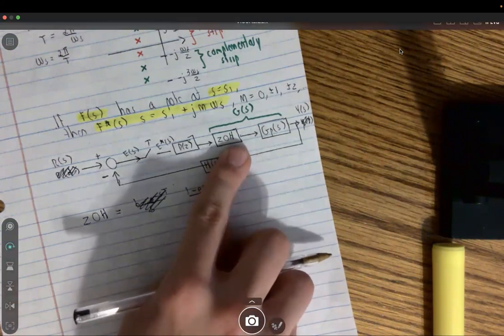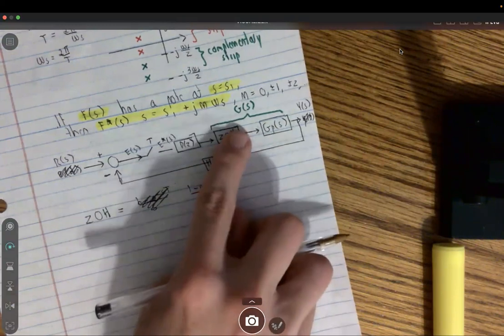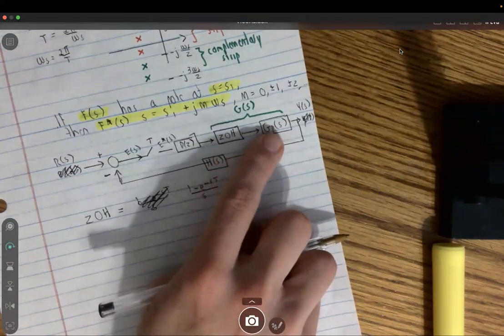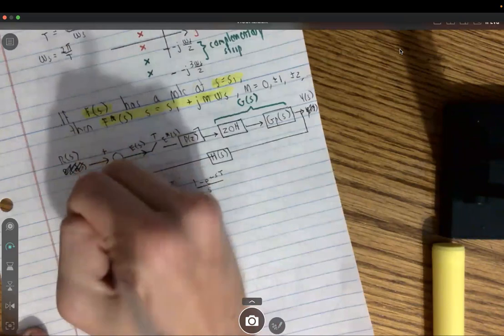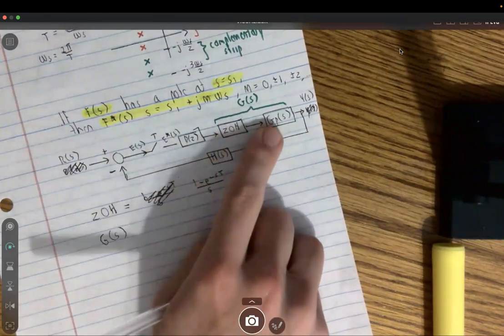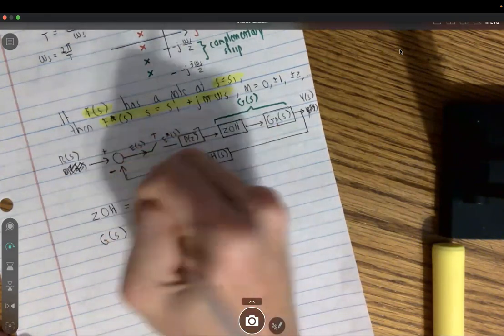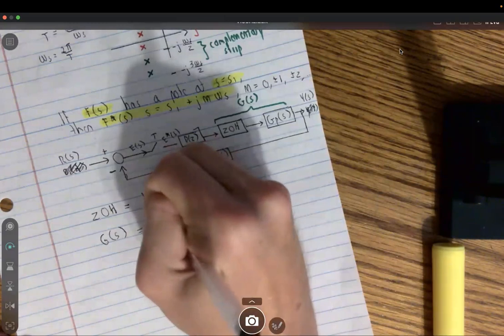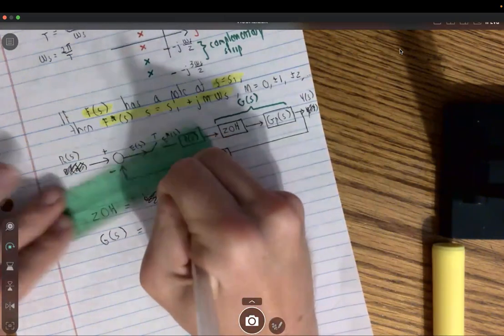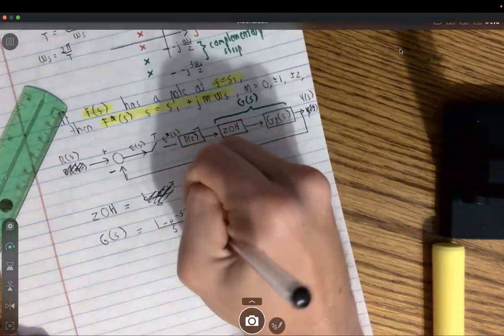And so what we were able to define for our zero order hold is, if you want to find the G of s here, your G of s is a combination of your zero order hold with your Gp of s. And so our G of s is often defined as 1 minus e to negative sT all over s, because that's your zero order hold, multiplied by your Gp of s.